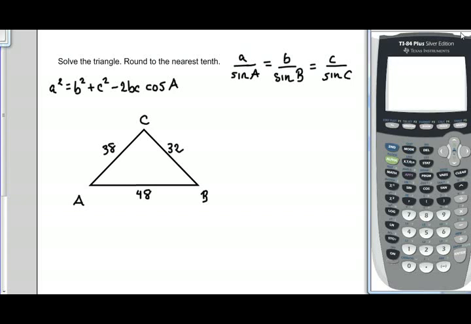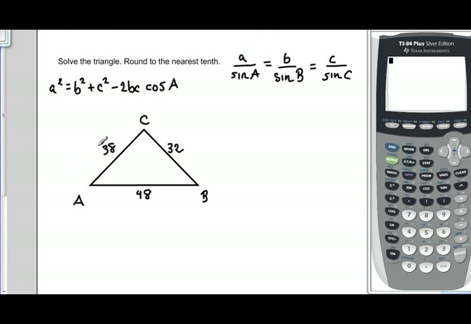Alright, this problem is from section 5.8, the law of cosines. The problem says to solve the triangle and round to the nearest tenth. Now, our law of cosines is written right here: a squared equals b squared plus c squared minus 2bc times the cosine of A. And our law of sines is also written here because we are going to need to use that later.